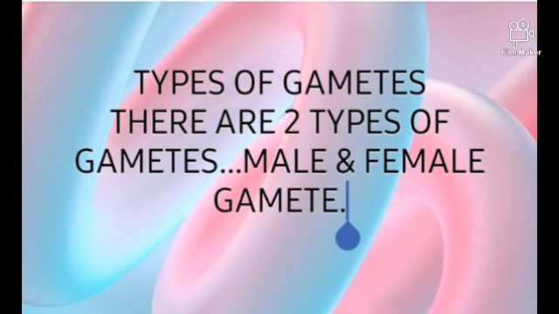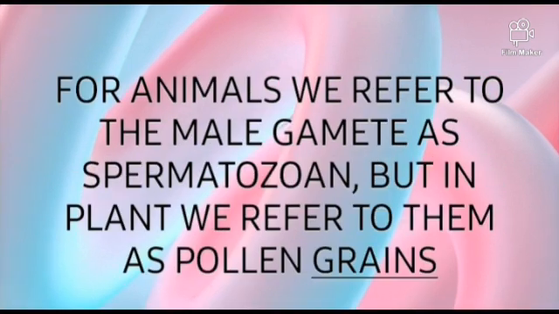What did I say gametes are? Gametes are mature sex cells that take part in what? Sexual reproduction. What did I say gene is? I said genes are unit of inheritance. What did I say chromosomes are? I said chromosomes are rod or thread-like structures that carry the gene that are located in the nucleus.